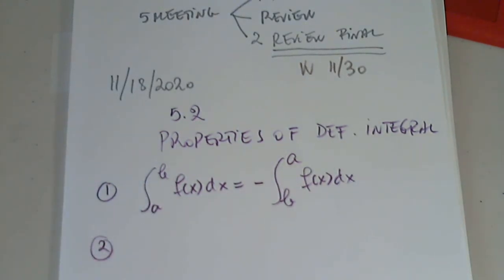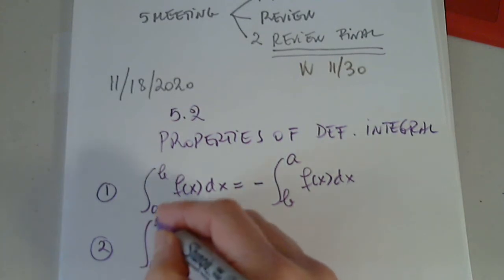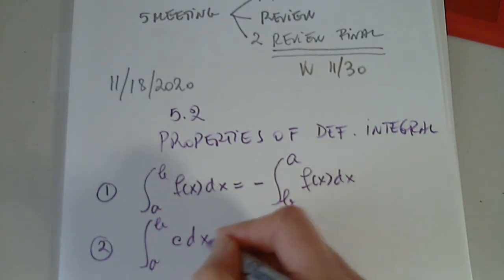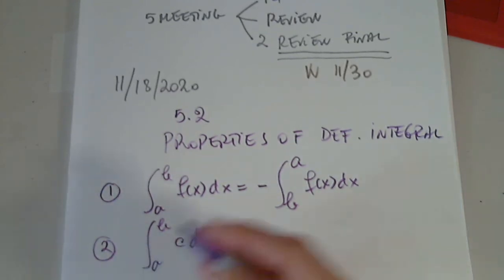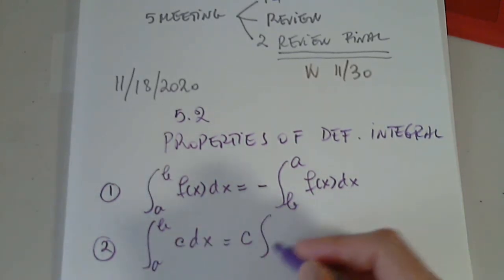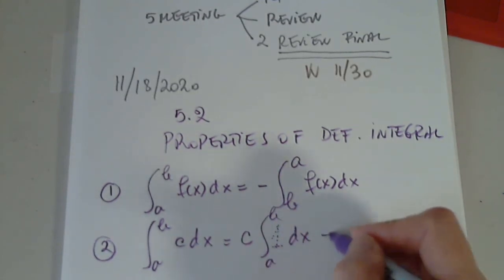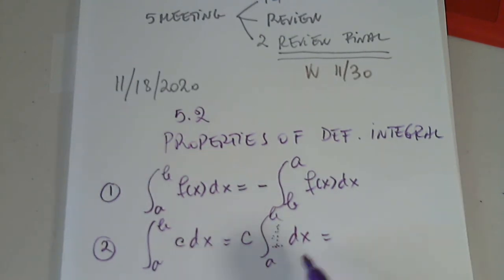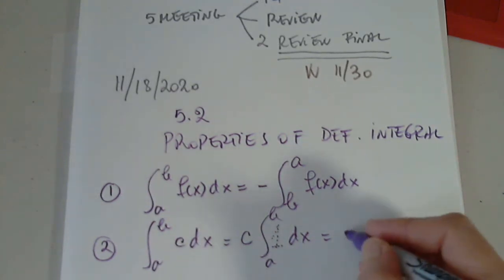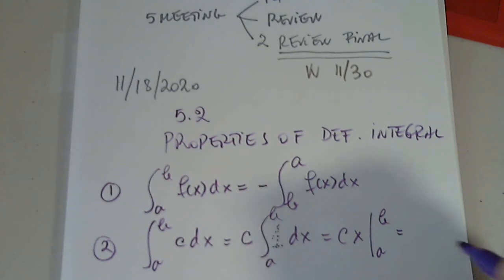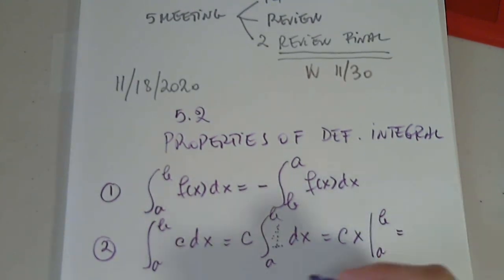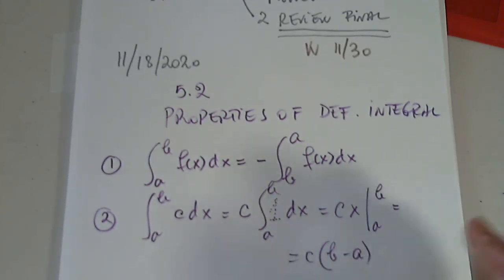Property number 2. When we integrate from a to b a constant, we can take the constant in front, and then I have the integral from a to b dx. We already know how to determine a definite integral. What function prime is 1? Well, it's x from a to b. So all I have to do is plug in: the constant stays outside, I plug in b, and I subtract when I plug in a. Stop me if you have questions.